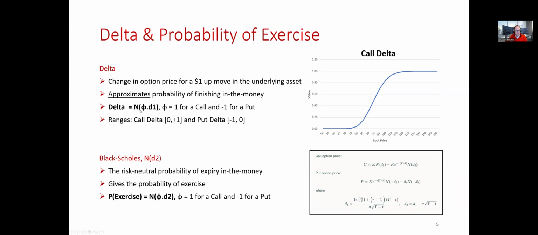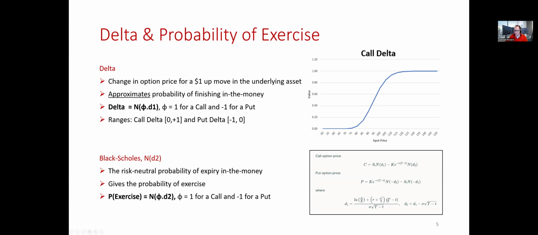The delta is measured as phi N(d1), or ND1. Phi is 1 for a call and -1 for a put, and N is the cumulative normal density function. This is an expression that comes from the Black-Scholes formula. D1 is written here on the right. Here I've written out the Black-Scholes European option pricing formula. In the formula, for a call and for a put, there's an N term, which is the cumulative normal density function, and it has a D1 and a D2. For calls, it's plus D1, D2. For puts, it's minus D1, D2.